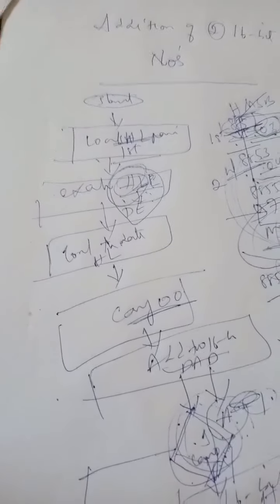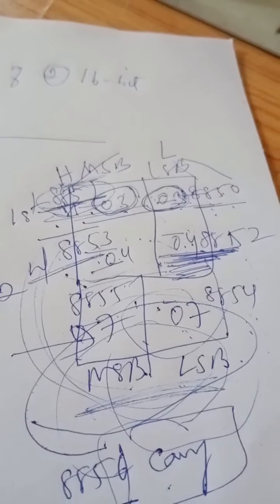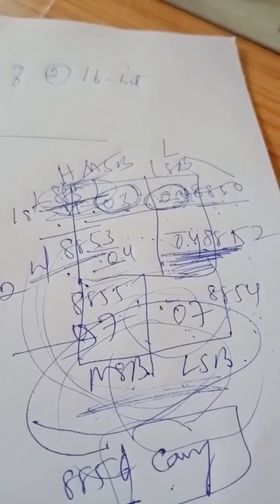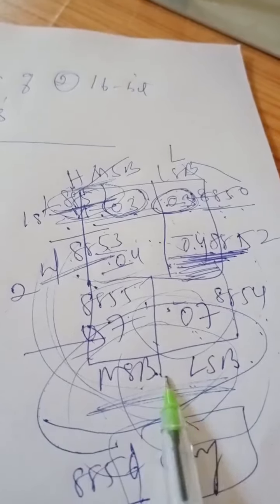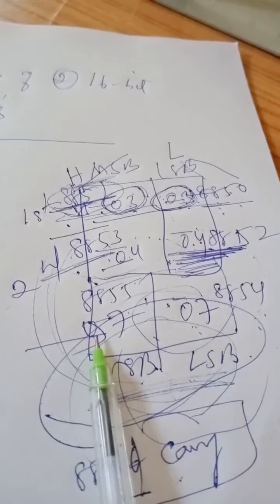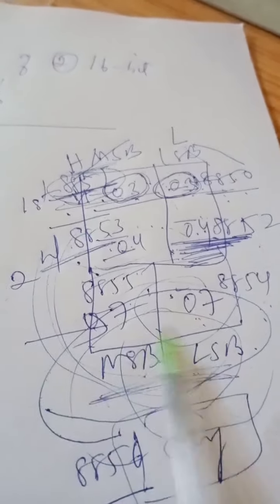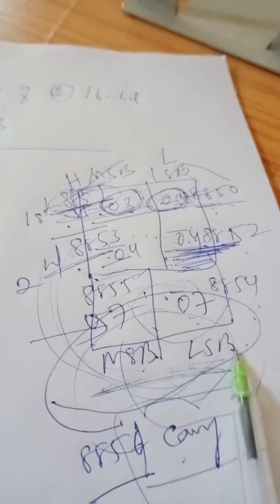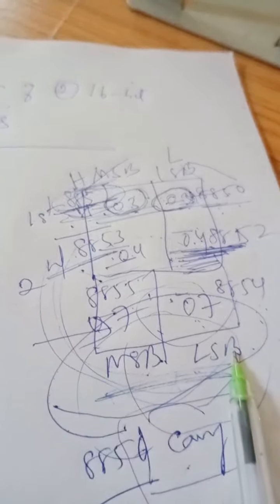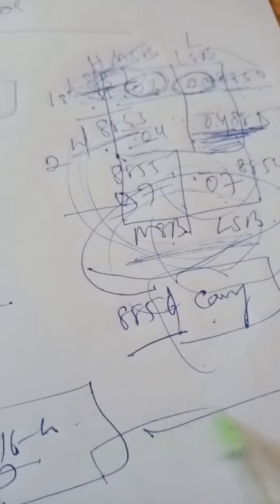Whatever data is there in memory locations 8850, 8851, 8852, 8853, it will add the data. After adding, it will give the result in 8854 and 8855, the LSB and MSB result. You should also have one more memory location for your carry. Carry is also coming.